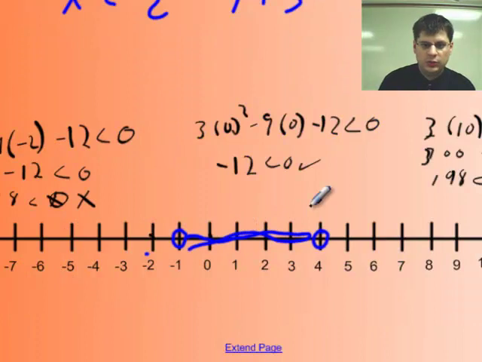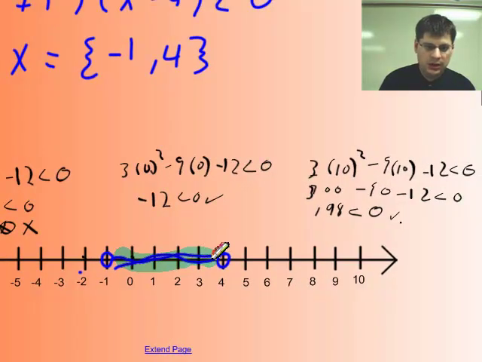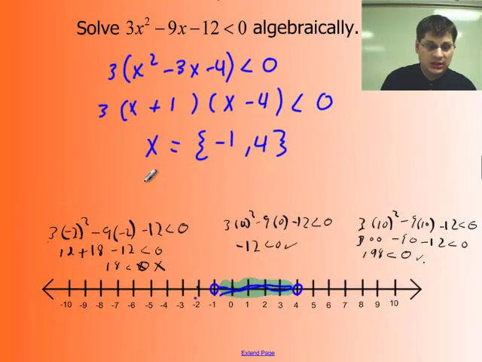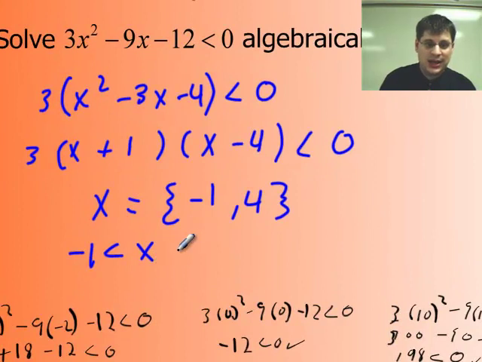So anything between these points will count as a solution, but not including negative 1 and 4 because they're not inclusive. So my solution in this case would be x, it's going to be an and statement, so it's going to be negative 1 is less than x, and x is less than 4.